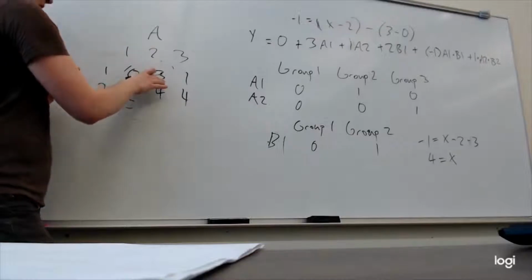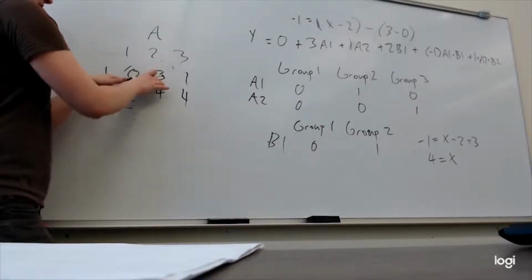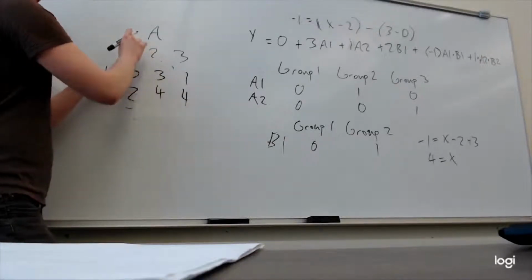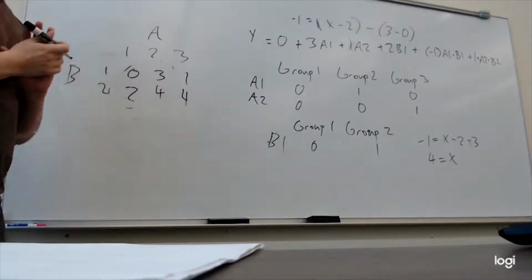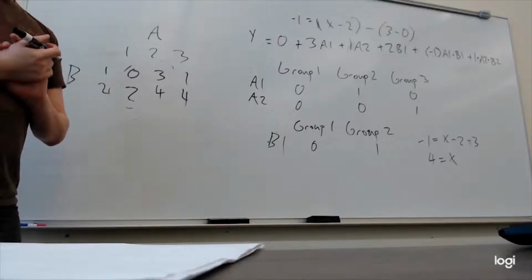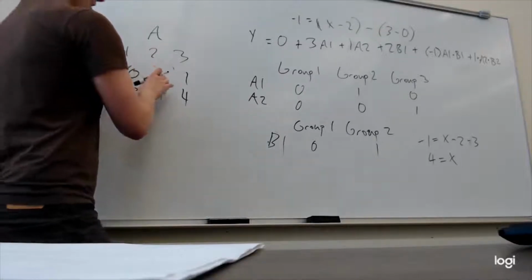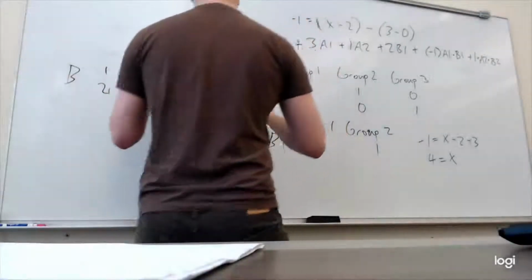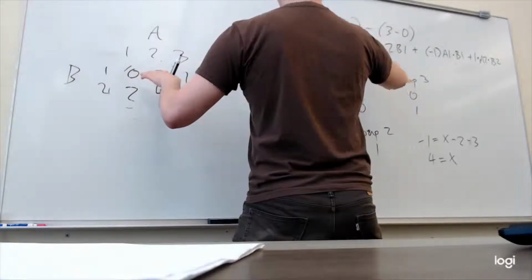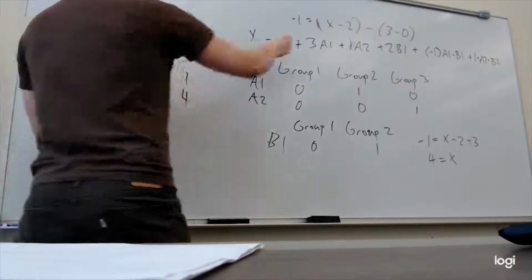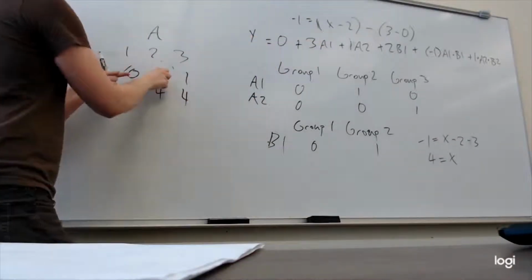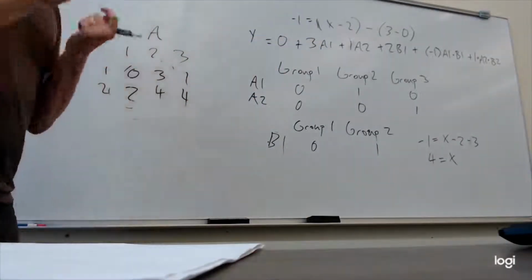We're thinking about this right here, the comparison between level 1 of A and level 2 of A at level 1 of B. So the coefficient that represents that is this one right here. The way we get this 3 is we take 3 minus 0, which is 3.